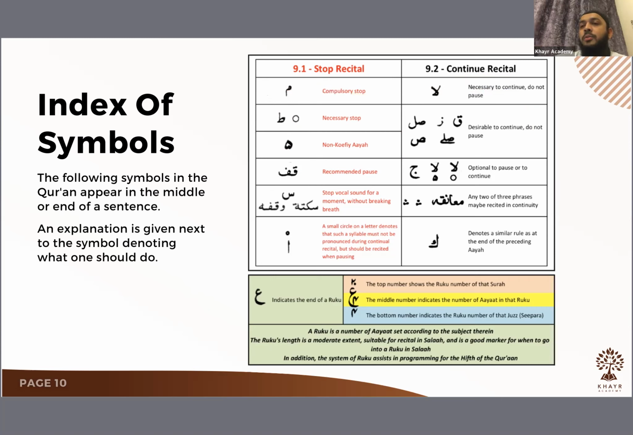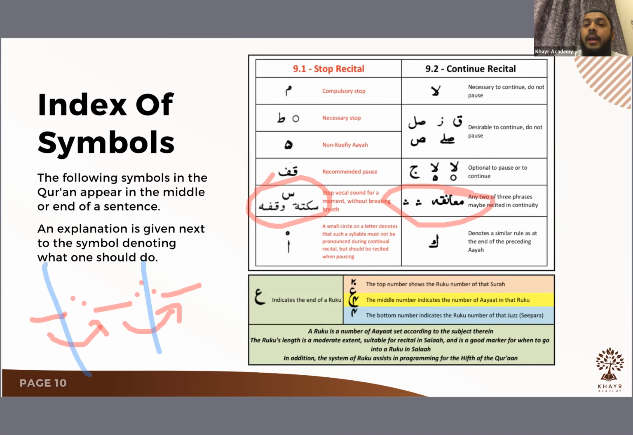If you want to stop, you can stop. If not, there are some other ones, sakta, the short pause without renewing your breath. I'll talk about that next lesson, inshallah. This one is called mu'anaqa. Mu'anaqa means you have a choice. There's going to be one verse, two verse, and three verse. Mu'anaqa comes like this in the middle. So you have a choice to join these two or join these two. You can't read separately. You have to either join 1 and 2 or 2 and 3. We will do that inshallah next lesson.